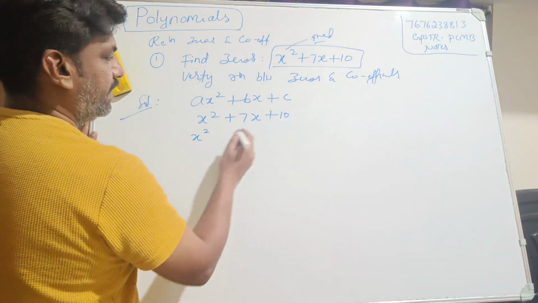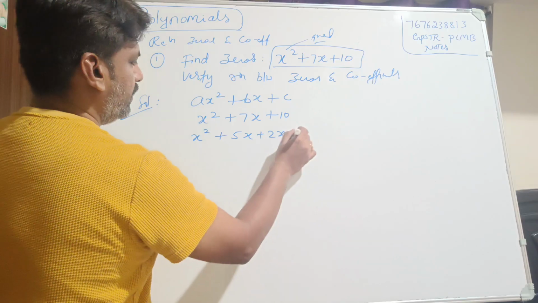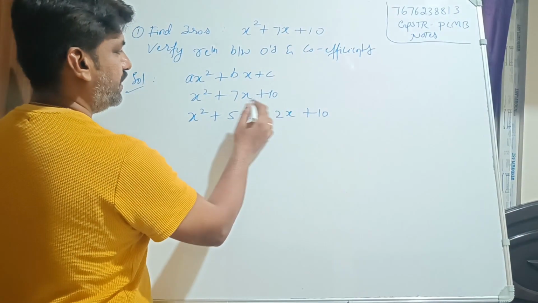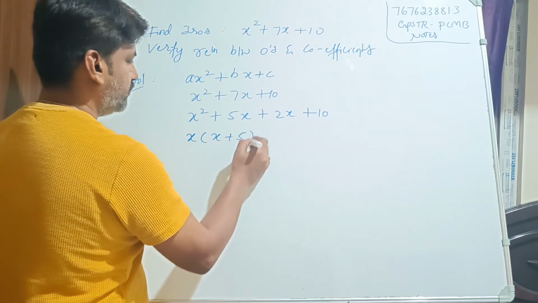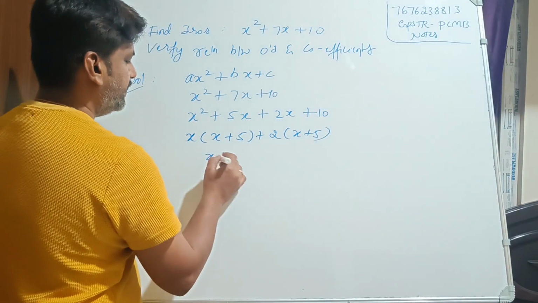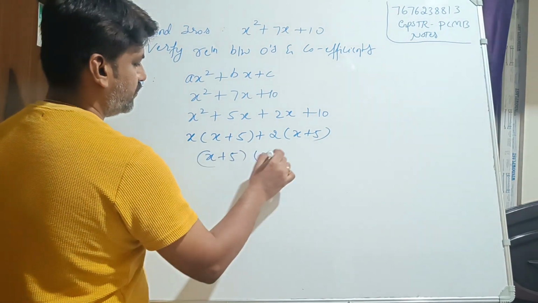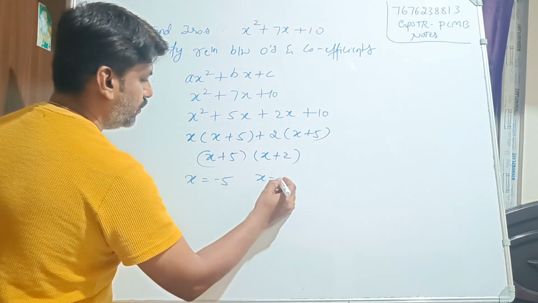We split 10 as 5x + 2x + 10, because 5 into 2 is 10 and 5 plus 2 is 7. If I take x common, what will you get? x plus 5. If I take 2 common, what is that? x plus 5. So we can write this as (x + 5)(x + 2). From this, what can we write? x equals minus 5 and x equals minus 2.